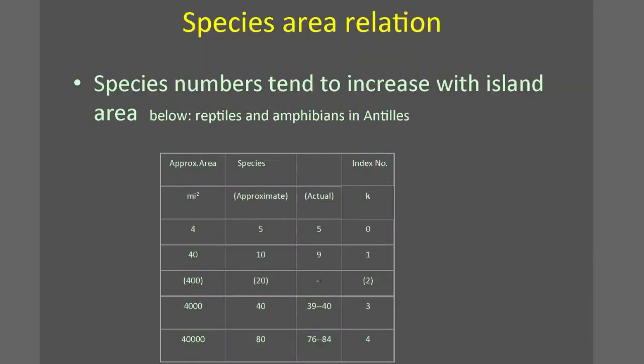And in fact, it describes things pretty well, because here you see that every time you make the surface area of an island 10 times as big, the number of species doubles, and it has been tested for lizards and amphibians on islands in the Caribbean, and it works quite well if you look at what they actually find. So that's wonderful.